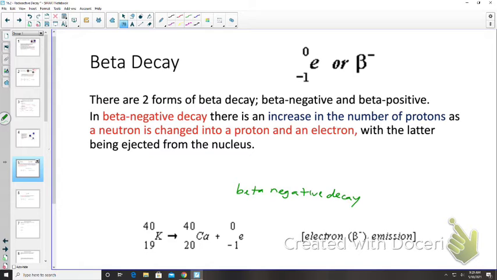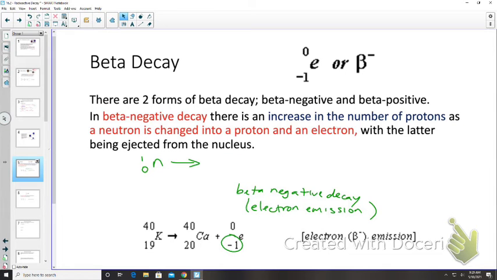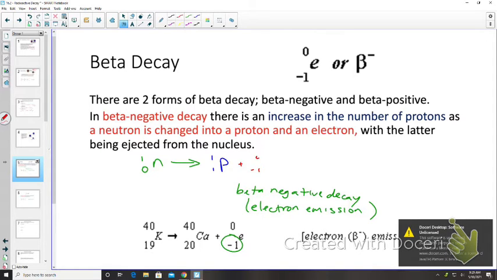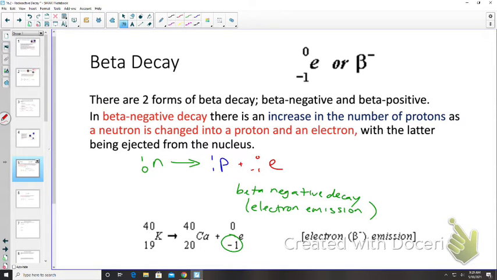Beta negative decay, right? Because we have an electron being emitted. Also in beta negative decay, we have a neutron being changed into a proton and an electron. So what that looks like: one neutron will be turned into one proton and an electron. We still have our mass and atomic numbers conserved, right? 1 plus negative 1 is 0, and 1 plus 0 is 1.